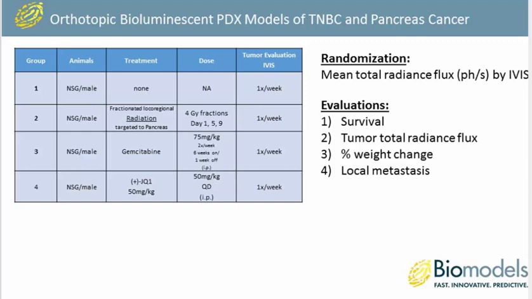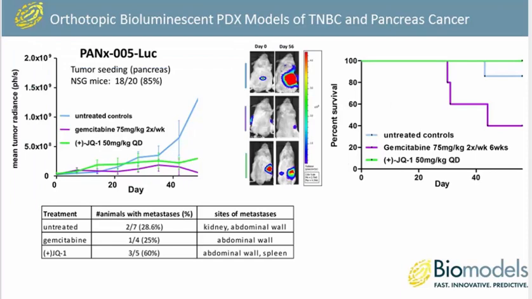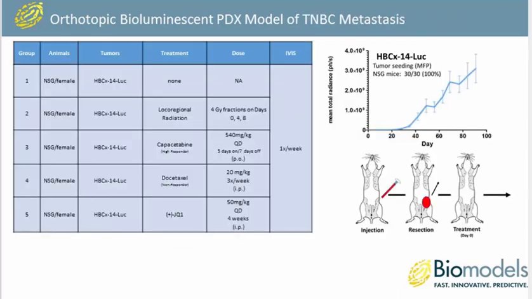We're using targeted radiation or standard of care gemcitabine or a more experimental JQ1 treatment. We're able to follow over time, and we're able to assess local metastasis and look at survival as readouts. In the triple-negative breast cancer line, this is more of a metastatic model where we're looking at treatment immediately following surgical resection, which would be the most common treatment paradigm for a patient.